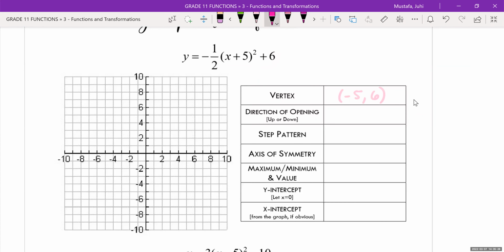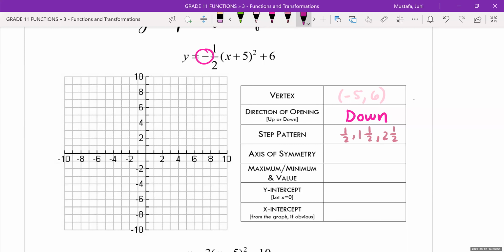Does the parabola open up or down? For that, you're going to look at the sign in the front. If it's a negative, we know it's going to be opening down. Step pattern, what you would do is you take 1, 3, and 5 and multiply it by that fraction. Because we've done it so many times, we don't even need to really show any work. We know it's going to be half, 1.5, and 2.5.